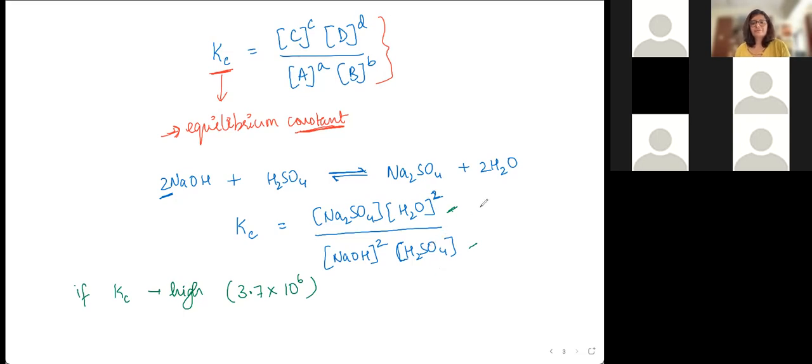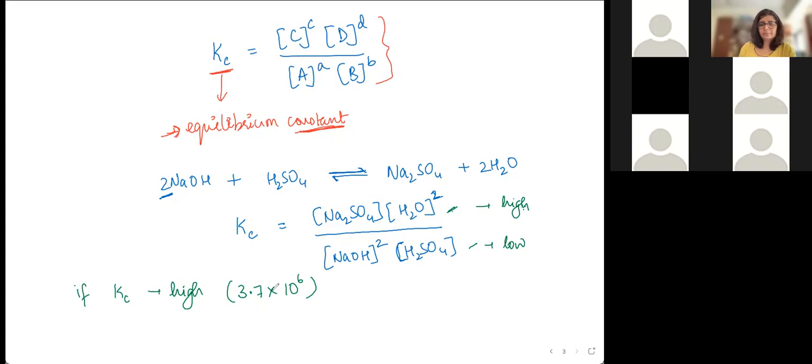Right. So if the numerator is high and the denominator is a smaller number, then when I divide these two, I'm going to get a large number as the result. Yes, ma'am. Right. Making sense, Ritu? Yes, ma'am. But I still didn't get what this means for the rate of reaction. Okay, we'll come to that.